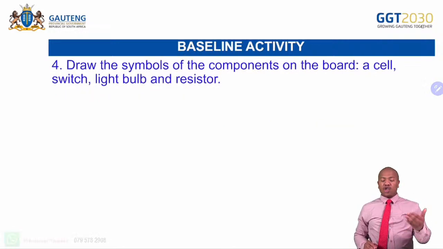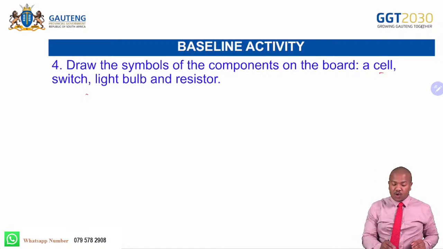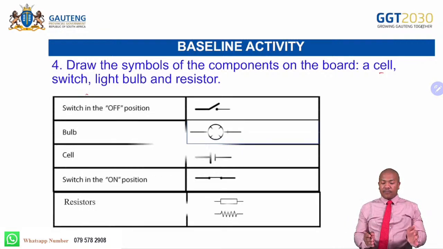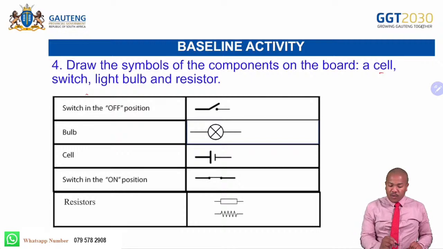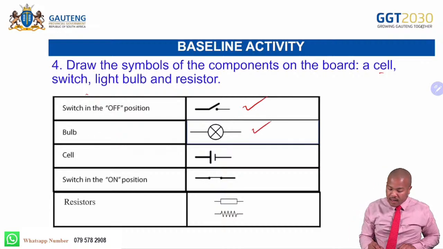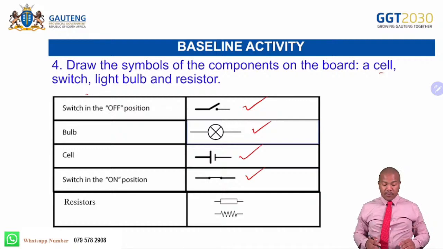Number 4, it says, draw the symbols of the components, that is a cell, a switch, a light bulb, and a resistor, right? And here are our corrections. For the switch, this is the one if it is an open switch or it is in the off position, and this is a bulb, and we have a cell, and we have a closed switch, that's when it's on, and we have resistors. Now for these drawings, we can take a minute to copy down the corrections, then we can continue after that.